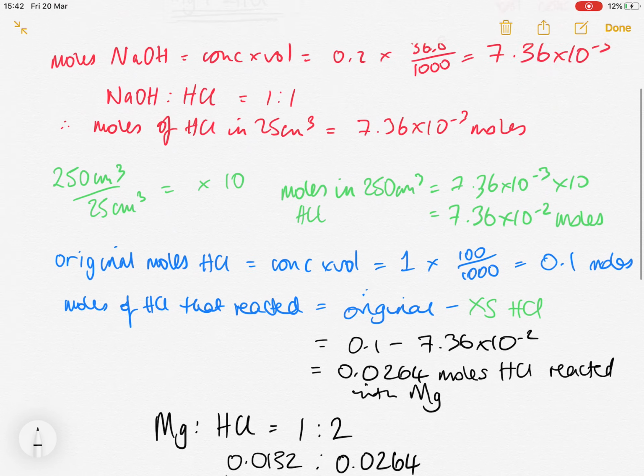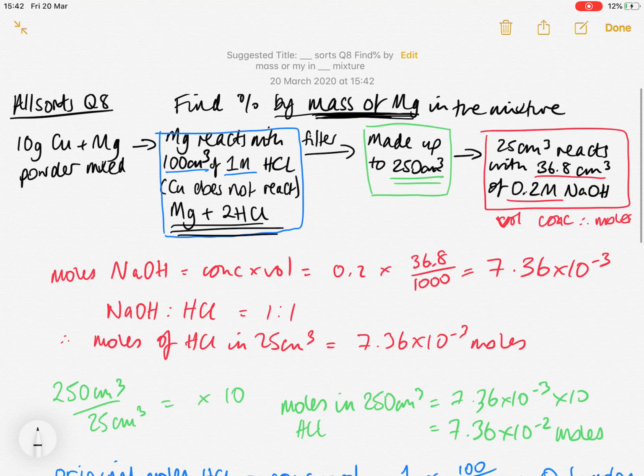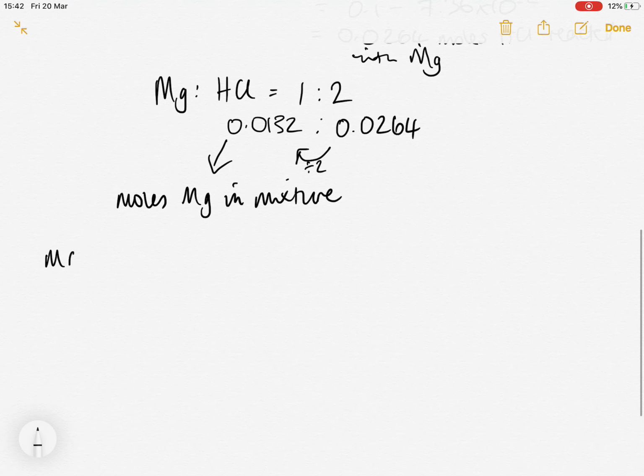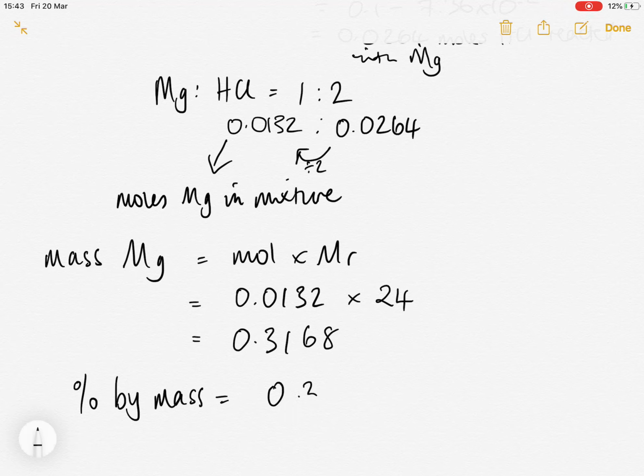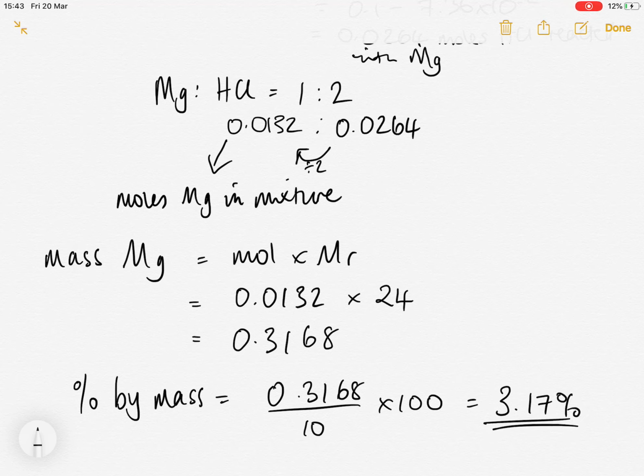Well, what are we trying to find out? If we look back up, we're trying to find out the mass of magnesium so we can work out the percentage by mass. So that's the next step. Mass of Mg equals moles times Mr. We've just worked out the moles, and the Mr is 24. That gives 0.3168, and therefore the percent by mass is going to be 0.3168 divided by 10 times 100, 3.17%. Let me know if you're still stuck.